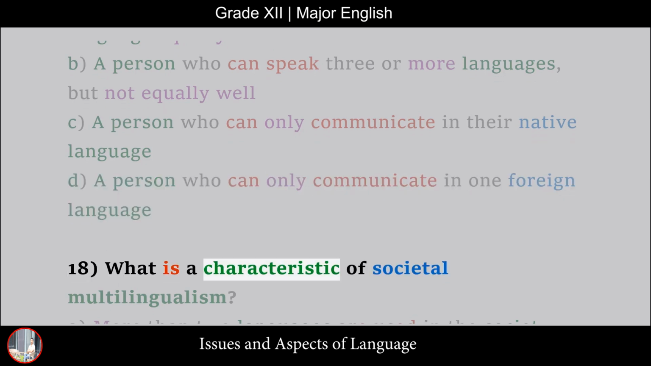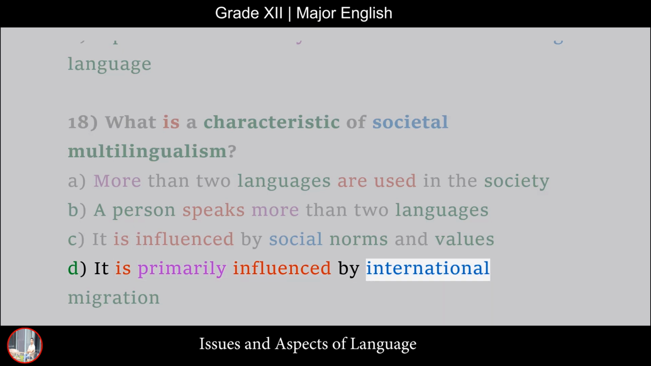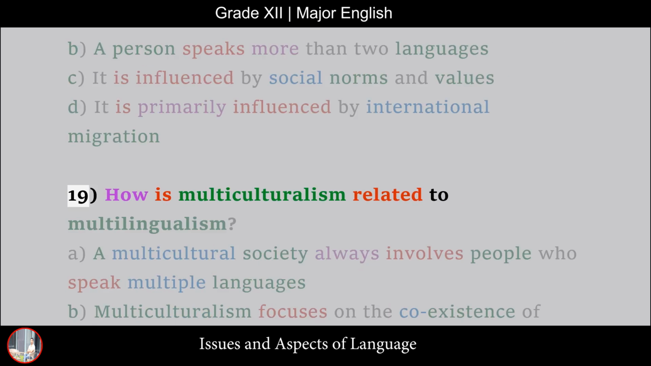18. What is a characteristic of societal multilingualism? A. More than 2 languages are used in the society. B. A person speaks more than 2 languages. C. It is influenced by social norms and values. D. It is primarily influenced by international migration.